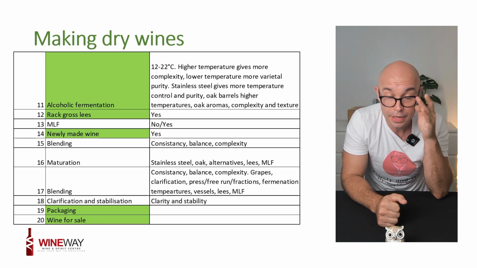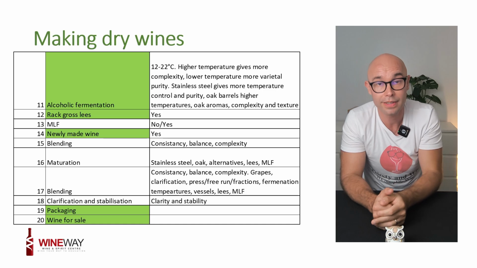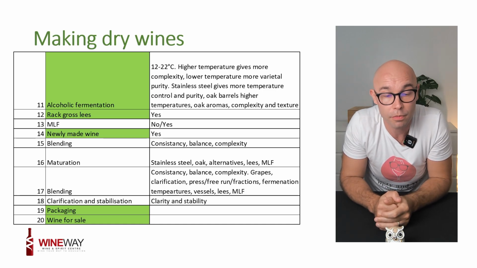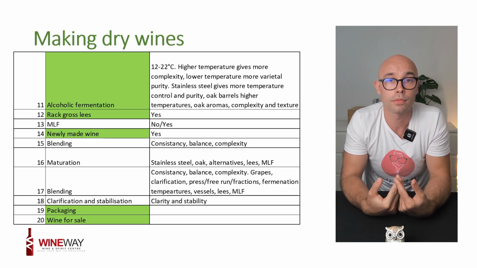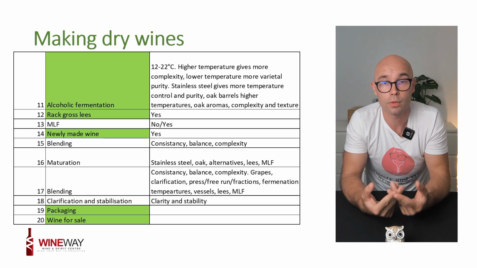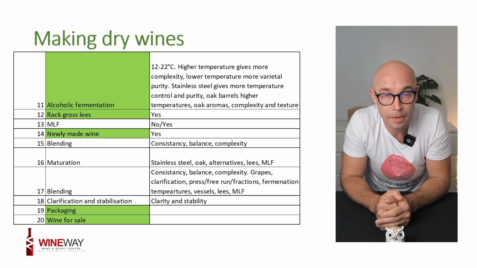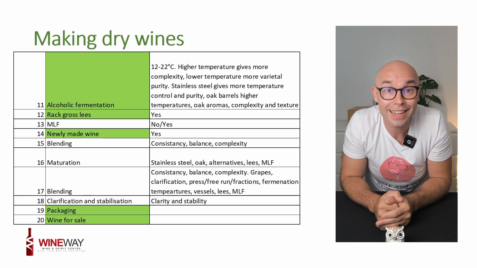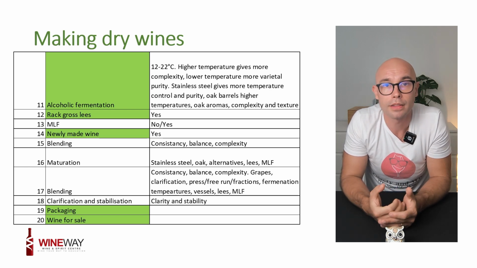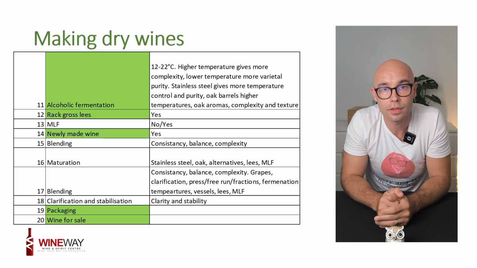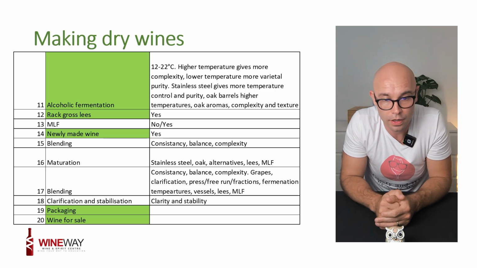Maturation can be in stainless steel or in inert vessels that will not change the flavor profile of the wine, or the wines can mature in oak, where the wines will have the aromas of the oak, texture from the oak, controlled oxidation. Everything will lead to more complexity. For inexpensive wines, alternatives instead of oak will be used because they're cheaper, and they will give the aromas of oak, but not as balanced as aging the wine in oak.